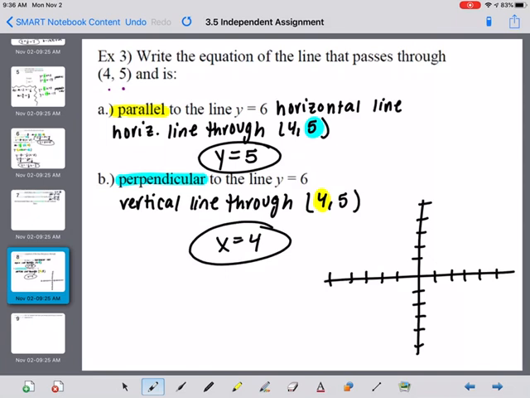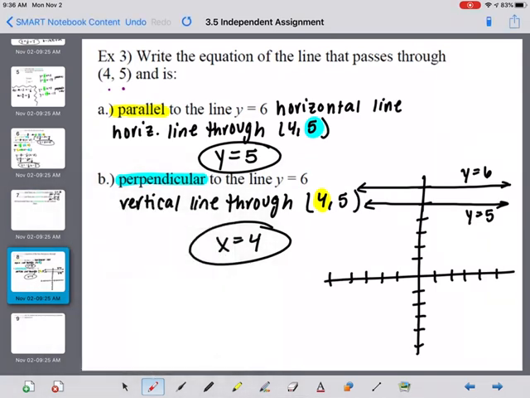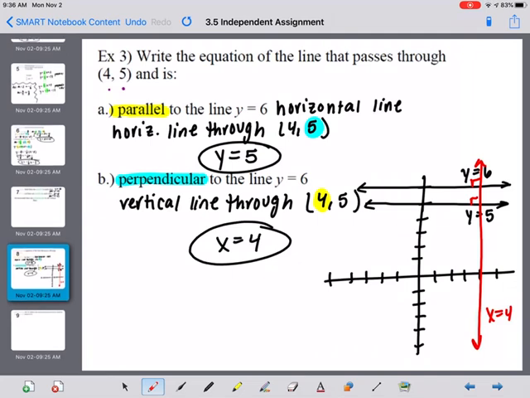Okay, y equals 6 is the horizontal line through the y value of 6: 1, 2, 3, 4, 5, 6. So here's our y equals 6. Y equals 5 would be the equation of the horizontal line right underneath it through 5. And then x equals 4, I'll do this one in a different color, is the equation of the vertical line through the x value of 4, like so. And these are both perpendicular. Okay?